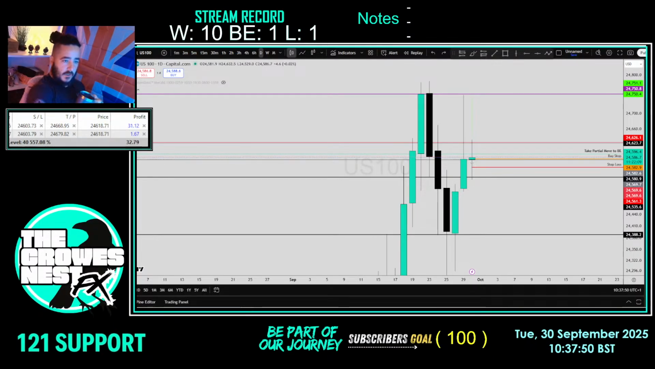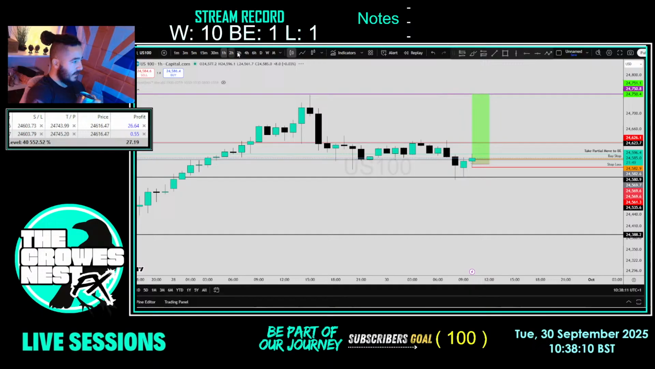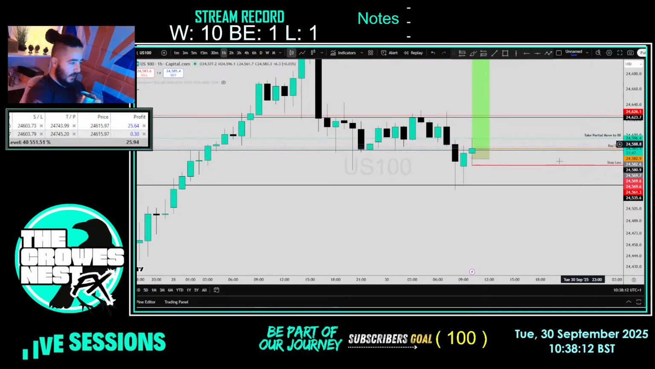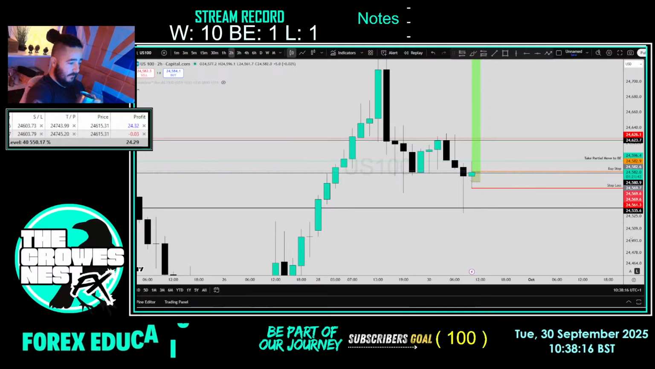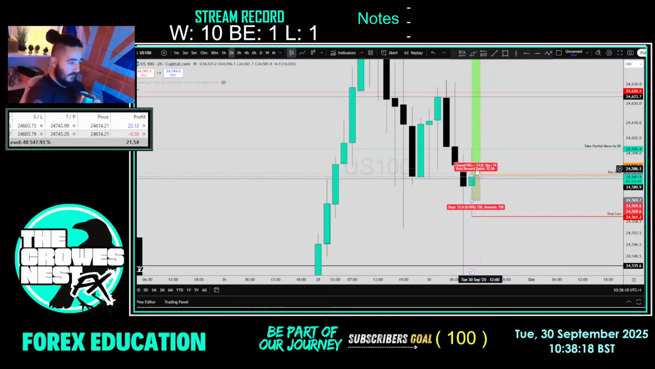Can we literally drive up to these levels now? This has been nice. Even though I don't want it to come up to them levels because it's all time highs again. I tell you what's going to tell us if we're going to drive up to them levels: if we get a fake out on the 2. The 2 is the first candle that closed for a fake out. We need a fake out back in.